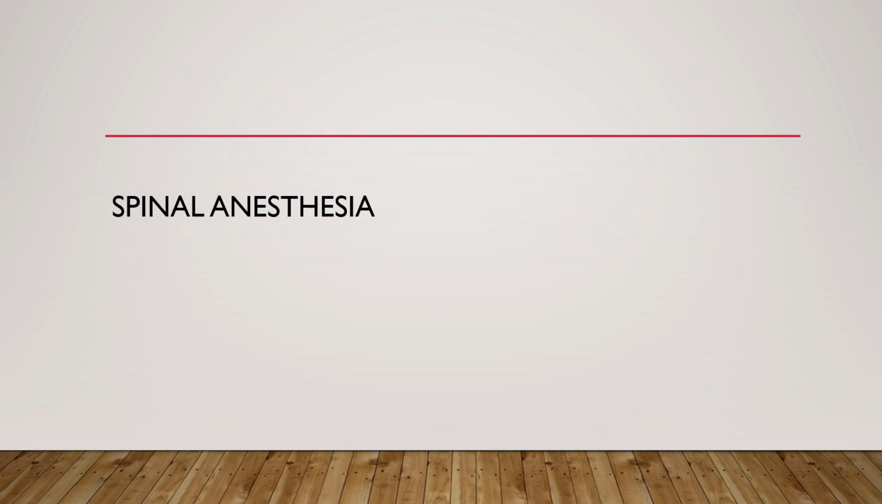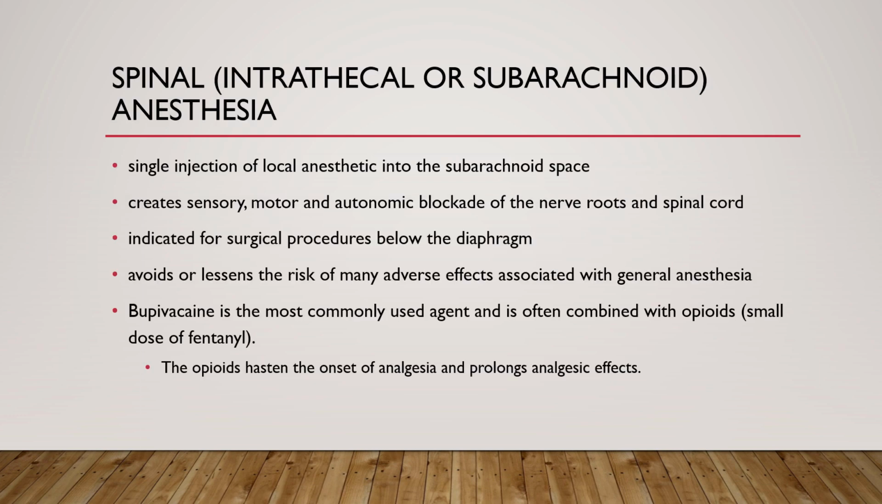Let's move on to the spinal anesthesia now. For spinal, or intrathecal is the other name for it, we do a single injection of local anesthetic into the subarachnoid space where there is CSF, to create a sensory, motor, and autonomic blockade of the nerve roots and spinal cord. It's typically indicated for procedures below the diaphragm because, as you can imagine, if it paralyzes the diaphragm, you can't breathe. We do spinals most often for total joint replacements like total knee arthroplasty, GYN procedures, or urologic procedures.